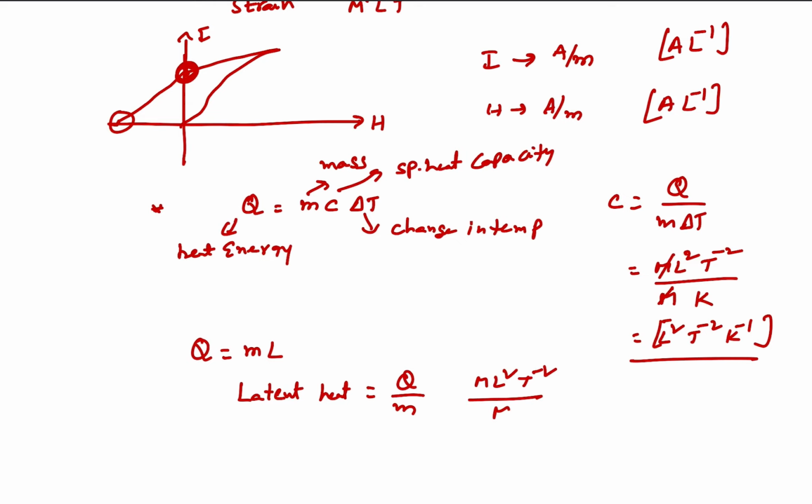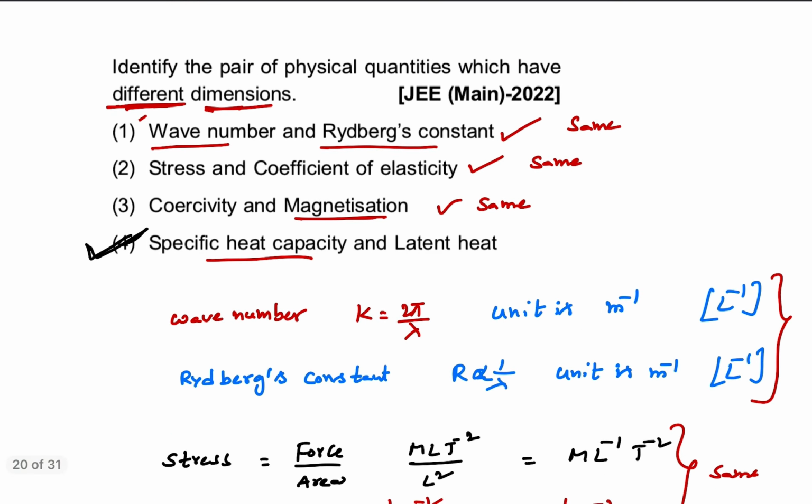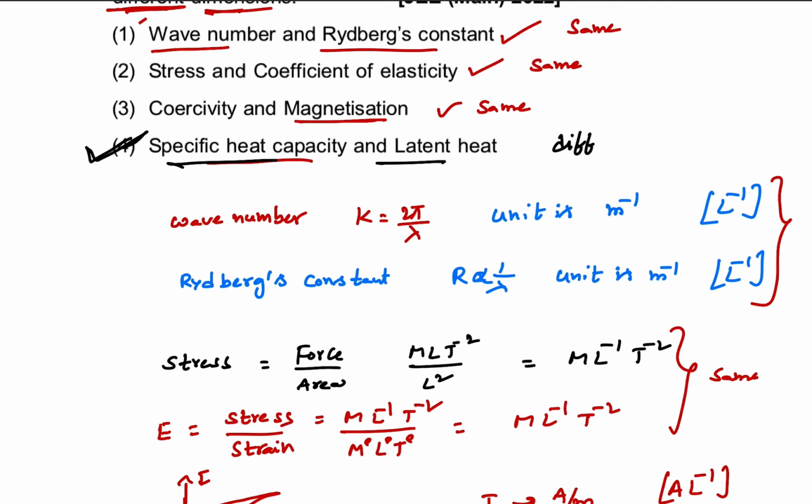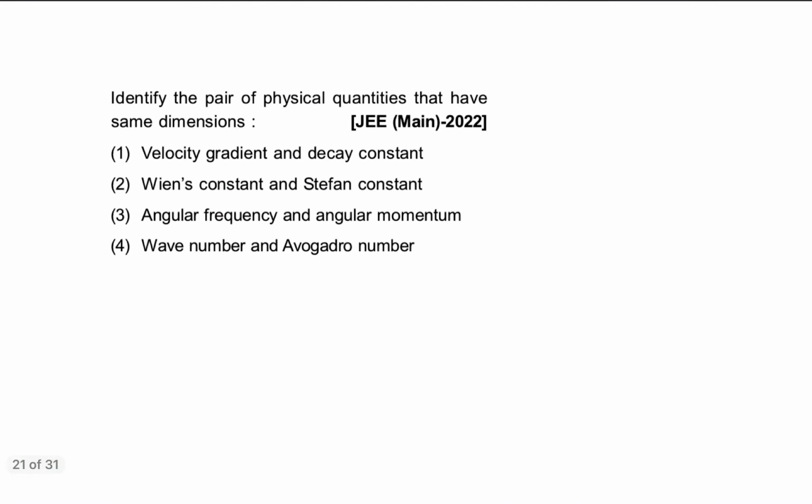M L square T power minus 2 is the dimensional formula for energy by mass, which is M, so you can write L square T power minus 2. The dimensional formula of latent heat is L square T power minus 2. The dimensional formula of specific heat capacity is L square T power minus 2 K power minus 1. So this option is different from the above three. Specific heat capacity and latent heat have different dimensions. I am writing here: different dimensions. So option 4.